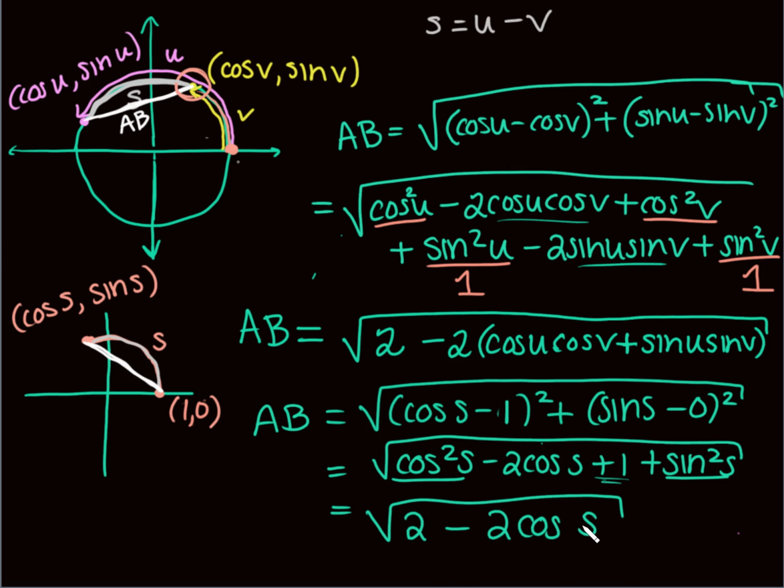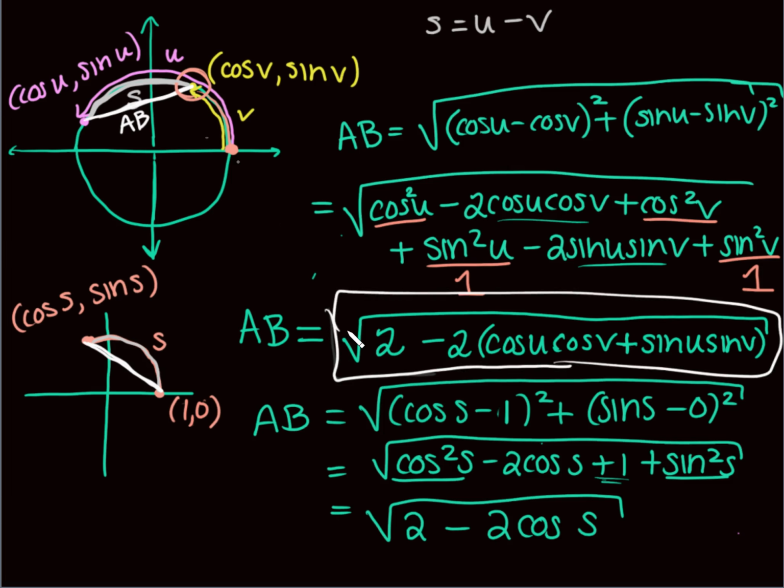Oh my gosh, I hope you guys are sticking with me. I know this is complicated, but it's good for you to see proofs like this. So look at what I have, you guys. I have that AB is equal to all this right here, and all this stuff right here. And remember, they're describing the same distance.